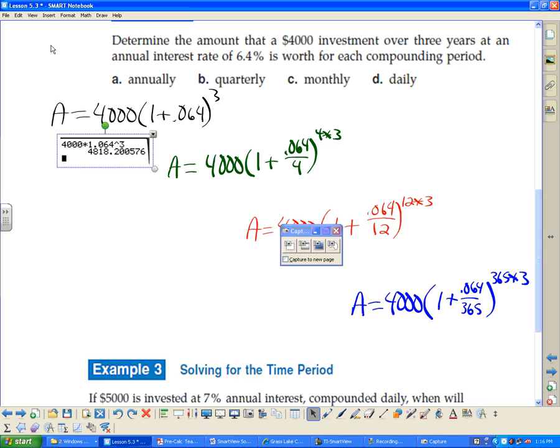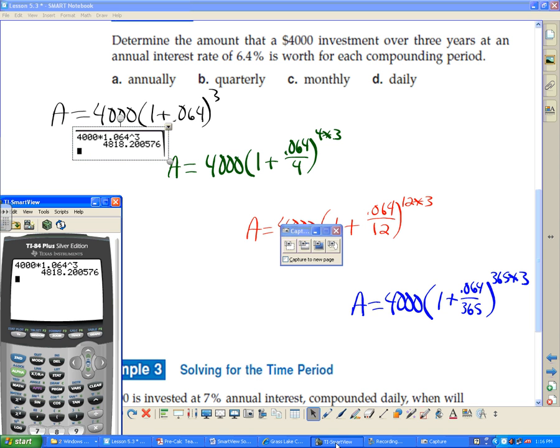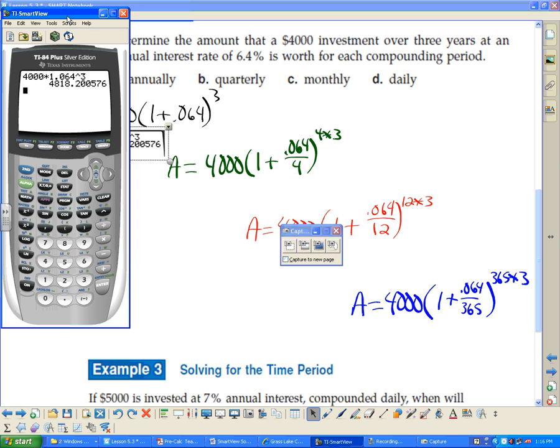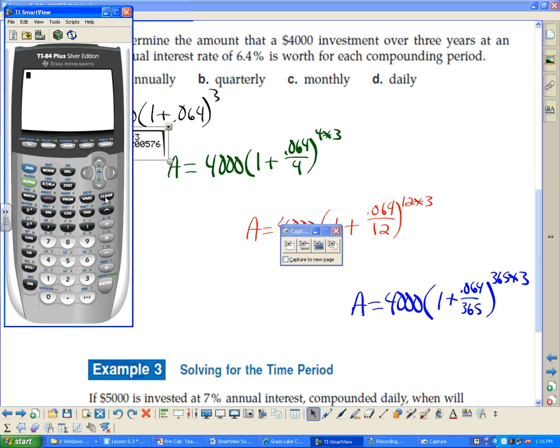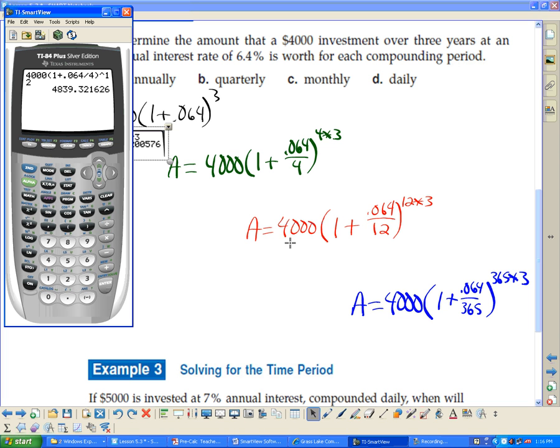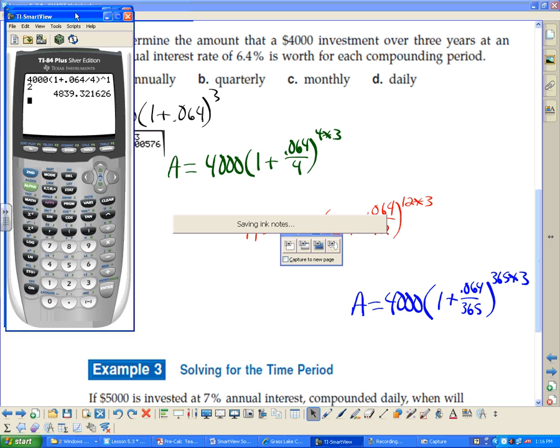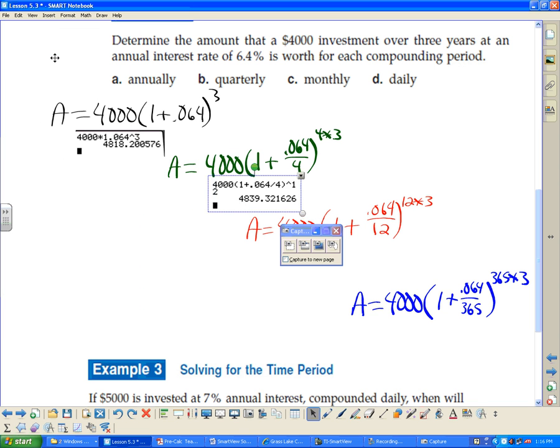So our annual amount goes here. And let's look at it quarterly. So we're going to change this to 4,000 times 1 plus 0.064 divided by 4. All right, we're going to raise that to the power of 12, 4 times 3. And so we'll get this amount here, $4,839.32. So we'll go ahead and move that one down here for quarterly.